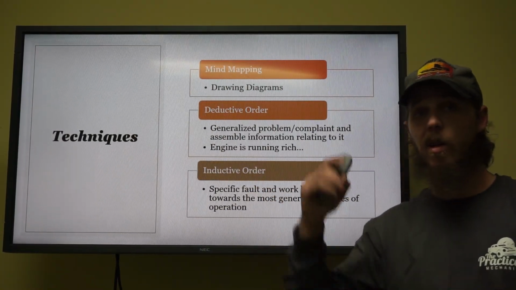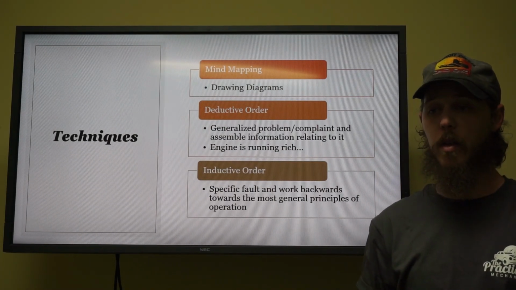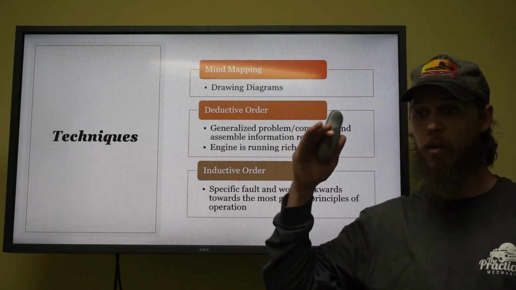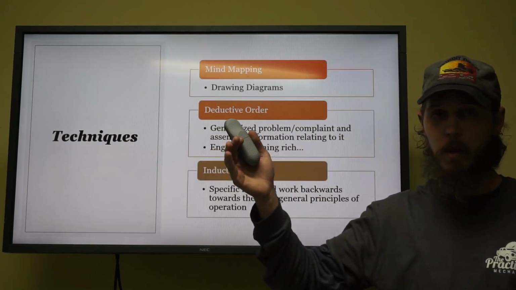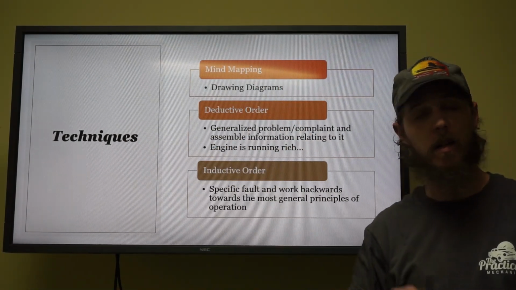So the deductive order is basically you order your information in one way. In this case, you take a generalized problem, complaint, and assemble information relating to it. What could cause that problem or complaint?